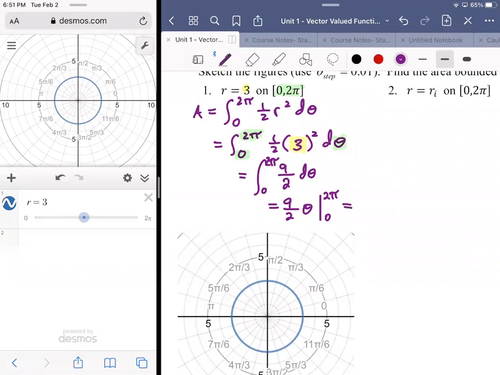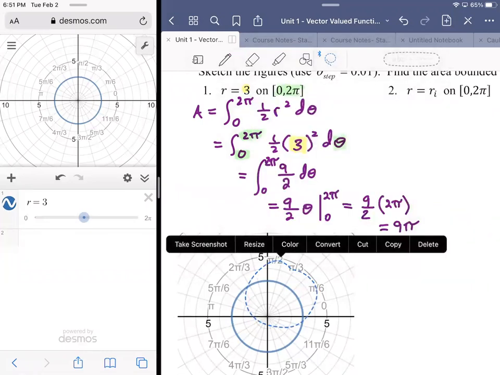So we're looking at 9/2 times 2 pi minus 9/2 times 0, result 9 pi, which is what we expected to be the case to begin with. Right? So that's good news. It means that we did it right.